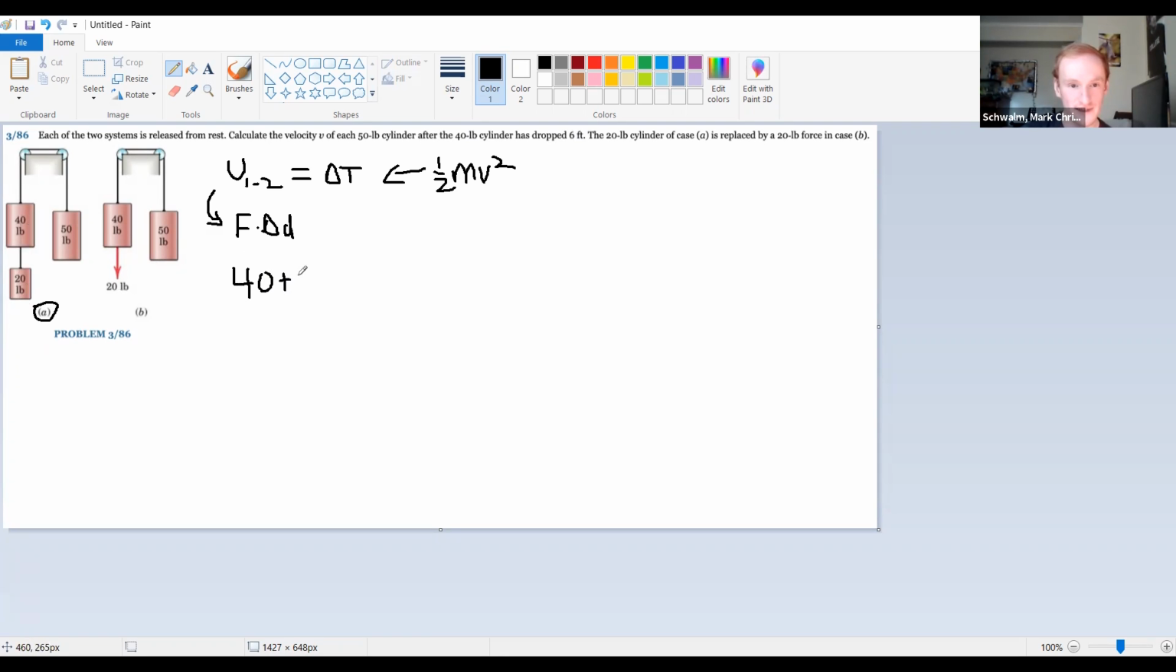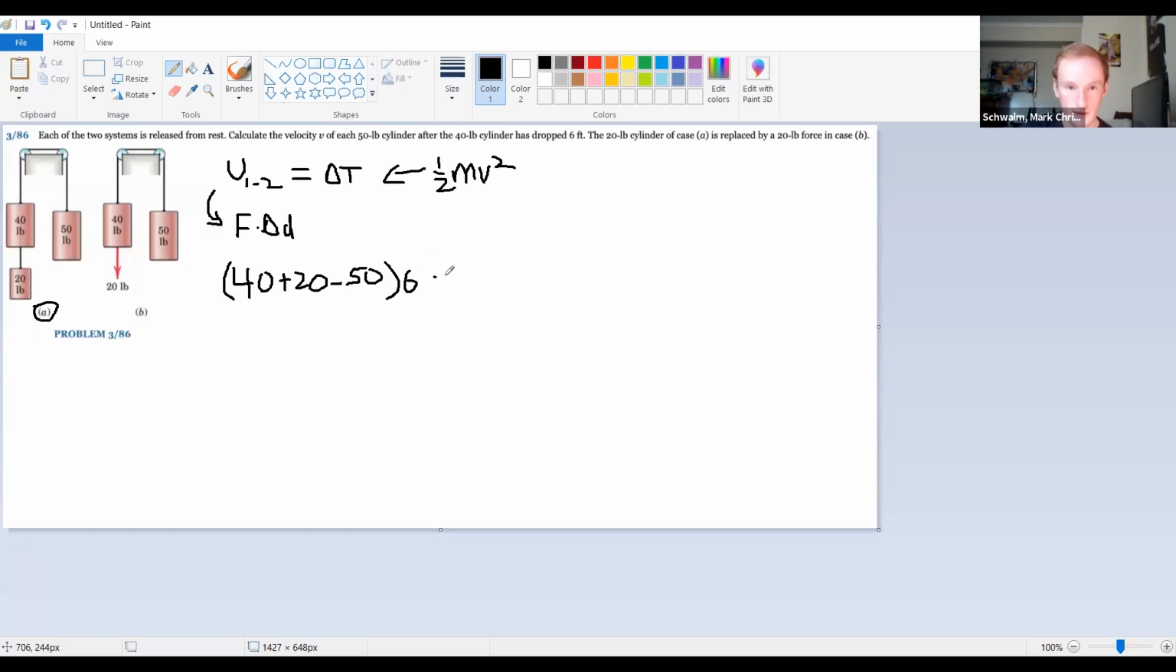I'm ready for this. So we're just going to add these two weights together. And then, because this is going to be going up, and we're going to make this downward our positive direction, we're going to subtract that 50-pound force. And then we're going to multiply that all by 6 feet. So then that is our U term.